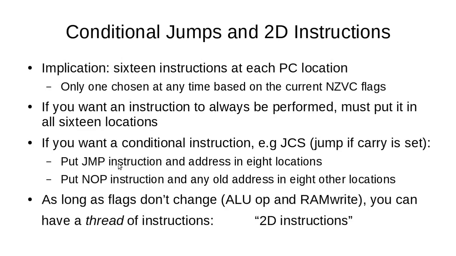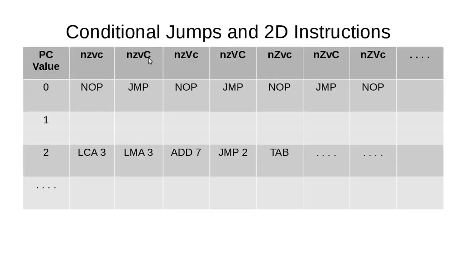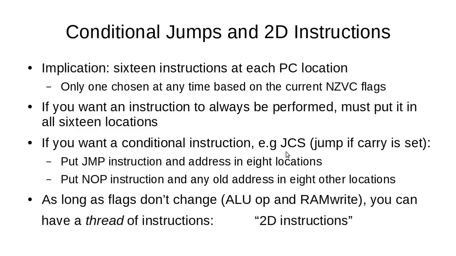On the other hand, if you want to do a conditional instruction, for example, if you want to say, go on to the next instruction if the carry is clear, but on the other hand, jump to location 20 if the carry is set, then for all of those locations where the carry bit is on, so that's uppercase, you'll put a jump instruction. Okay, there's a jump instruction, and they'll all jump to that particular new program counter value. And for all of the other locations at that program counter value, those instructions, you'll put NOP instructions, no operation instructions. And it doesn't matter what address you put in, because it'll never get used.